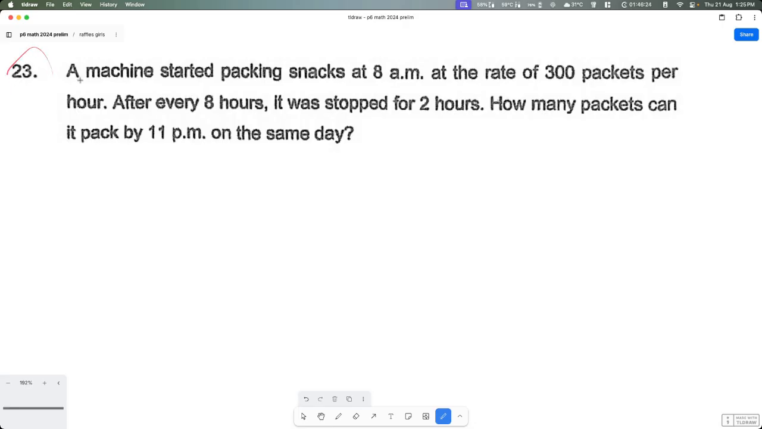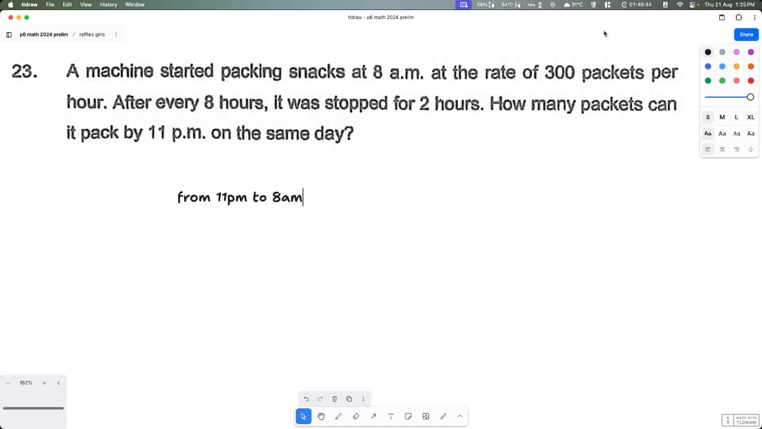Okay, question 23. A machine started packing snacks at 8 a.m. at a rate of 300 packets per hour. After every 8 hours, it will stop for 2 hours. How many packets can it pack by 11 p.m.? Okay, so from 8 a.m. to 11 p.m., how many hours is that?